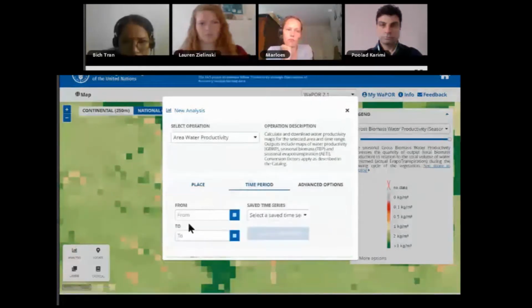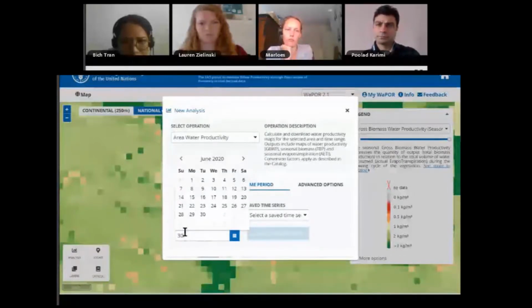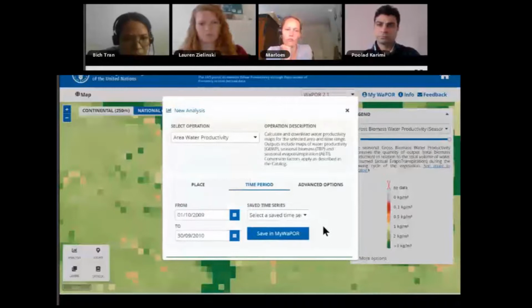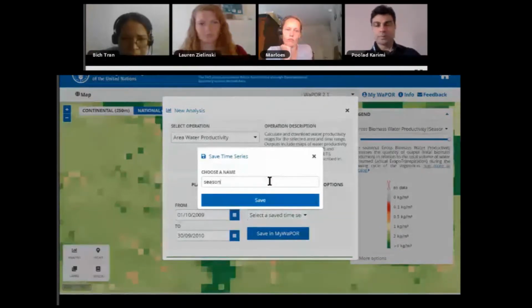Now in the Time Period tab, you can choose the start and the end date of crop season. For example, in my area, the crop season starts approximately from 1st of October until the last day of September of the next year. Therefore, I will select the period from 1st October 2009 until 30th of September 2010 for the crop season starting in 2009. I will save it as Season 2.